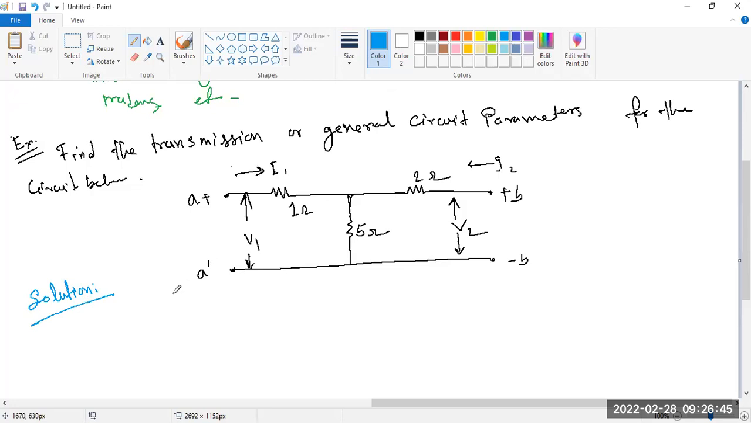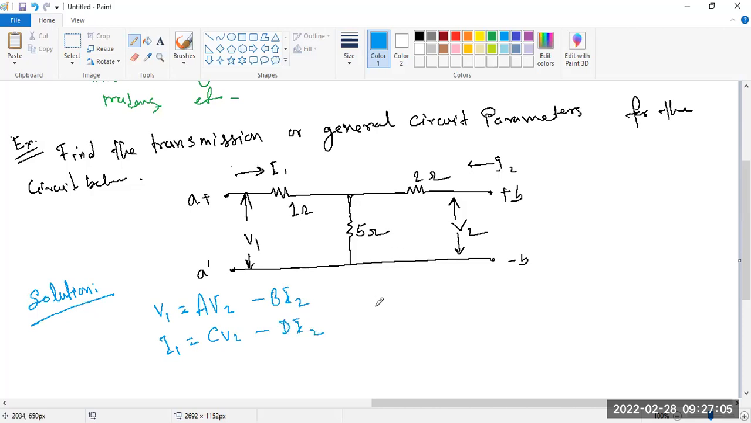First of all, we have to write down the general equation. So A, that is V2, B I2, I1, that is C V2 minus D I2.